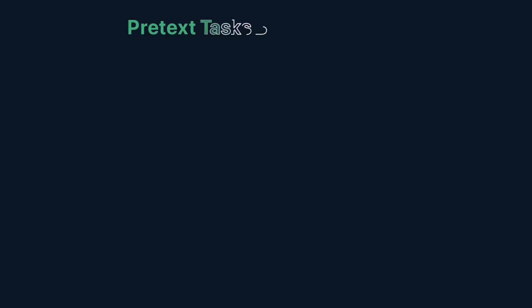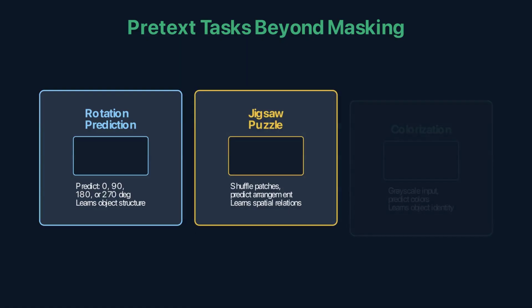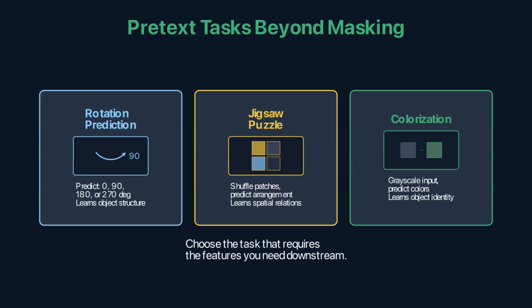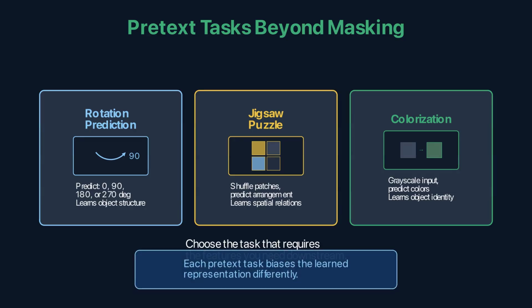Beyond masking and contrastive learning, other pretext tasks force models to learn specific representations. Rotation prediction: rotate an image by 0, 90, 180 or 270 degrees and predict the angle. The model must learn object structure to tell up from down. Jigsaw: shuffle image patches and predict the original arrangement. The model must learn spatial relationships. Colorization: given a grayscale image, predict the colors. The model must learn what objects look like. Each pretext task biases the learned representation differently. Choose the task that requires the features most relevant to your downstream application.